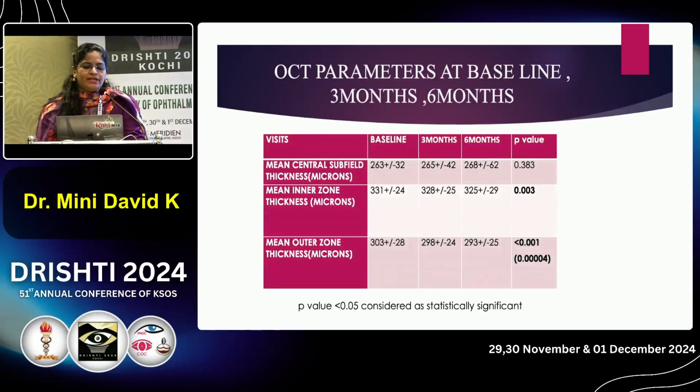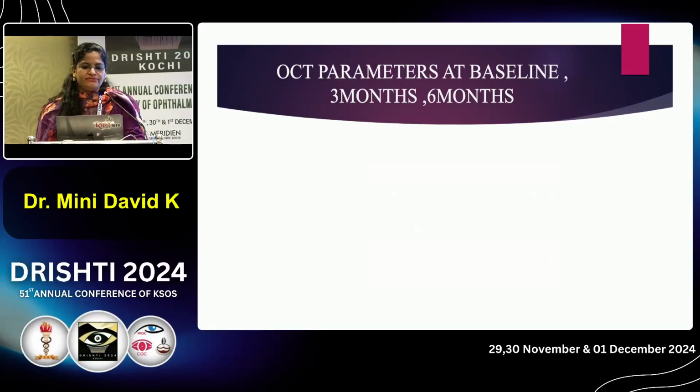Coming to the OCT parameters, mean central subfield thickness was almost similar in each visit. P-values were not found to be significant. Mean inner zone thickness as well as outer zone thickness showed a significant reduction from baseline to 6 months. P-value of 0.003 and p-value of less than 0.001 was noted, and it was found to be significant.